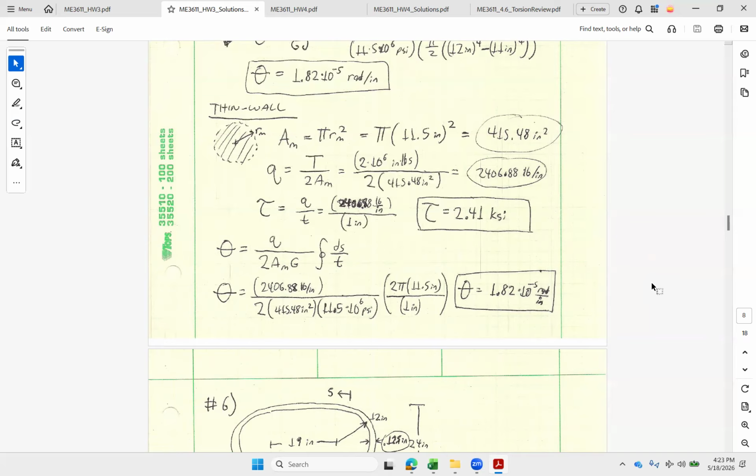So what I wanted you to see here is that even down at 11 to 1, or 11 and a half to 1, we're really, really close between those numbers. So anything above that, we can be pretty confident that the thin wall theory is working well for us.